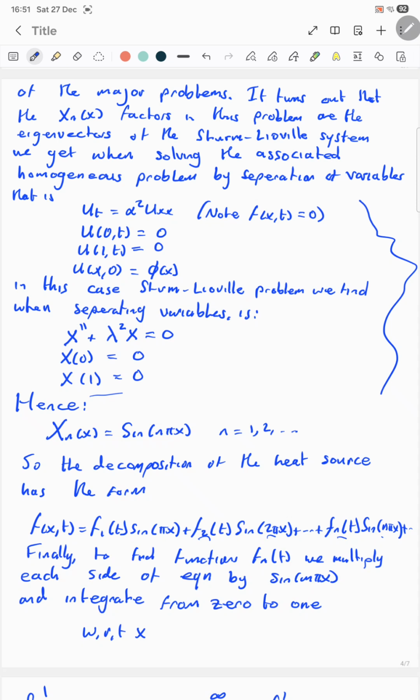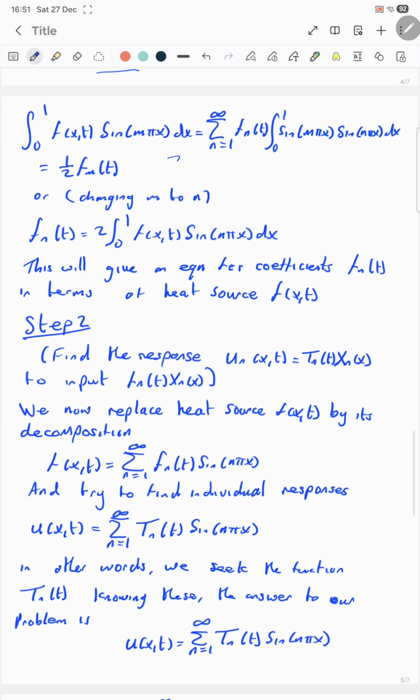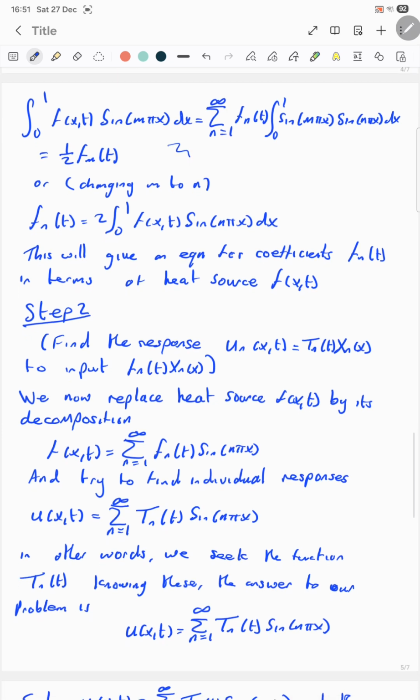Now finally, to find the function f n of t, we multiply each side of the equation by sine m pi x and integrate from 0 to 1 with respect to x. Doing that integration here, it leaves us with this. Now, changing m to n, we get this. So this will give an equation for coefficients f n of t in terms of the heat source f of x of t.